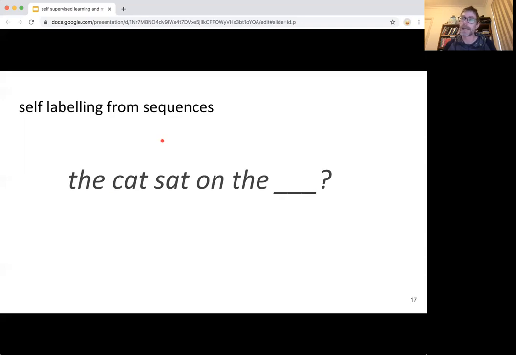The cat sat on the blank. You know, what is the blank? And when we talk about learning models for this sort of stuff, it's generally called language modeling. And I think language modeling is, in some ways, the most successful example of self-labeling from sequences. And this is all we have to do, basically, to self-label in these sort of cases.